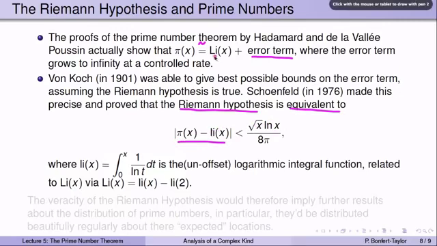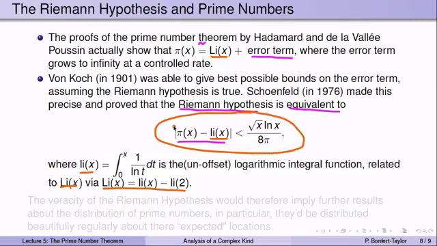Now, where li of x isn't quite the same as Li of x up here. Here's a lowercase l, and that's not a typo. Up here, there's an uppercase L. So lowercase li of x is the unoffset logarithmic integral function. So it's the integral from 0 to x of 1 over ln t dt. And it's related to the offset logarithmic integral function via uppercase Li of x is lowercase li of x minus lowercase li of 2. So this result right here is only true if the Riemann hypothesis is true. Moreover, it is equivalent to the Riemann hypothesis.